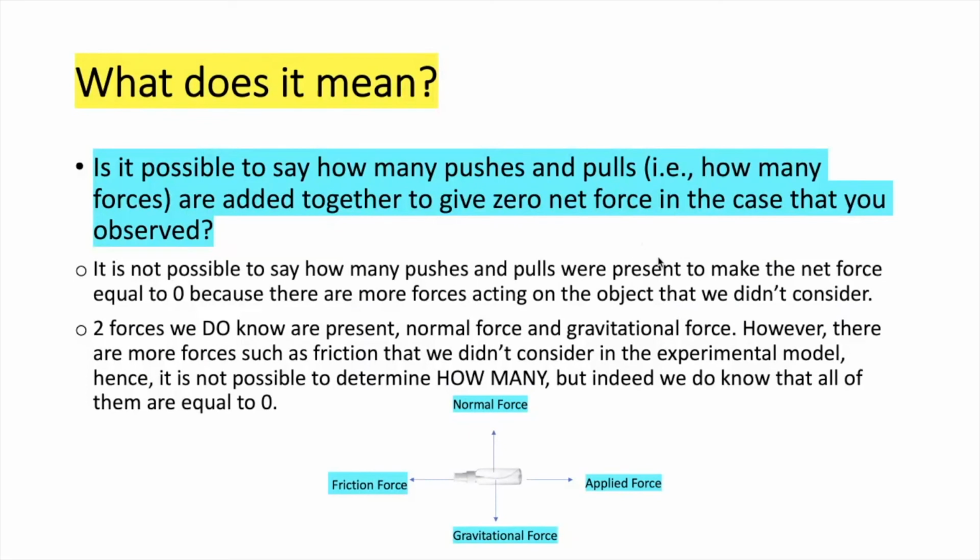So what does it mean? I don't think it is possible to say how many pushes and pulls were present to make the net force equal to zero, because there were forces that we didn't consider. We knew that the normal and gravitational forces were present, but we didn't take into account the friction force. And so we did know that all the forces that acted upon the object made them equal to zero, but we didn't know how many forces were involved. So we don't know the exact number of pushes and pulls present.